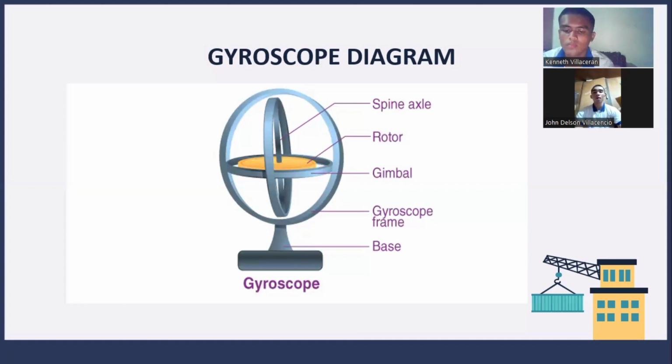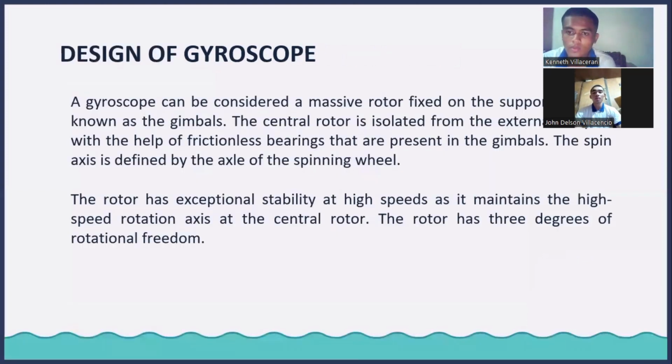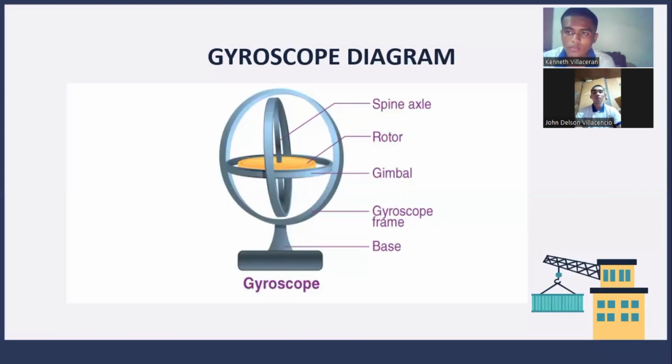Next, we have the gimbal. This is a system of rings that allows the rotor to spin in any direction. The gimbals are mounted on each other so that they can rotate independently. This means that the rotor can stay level even if the gyroscope is tilted or moved around.